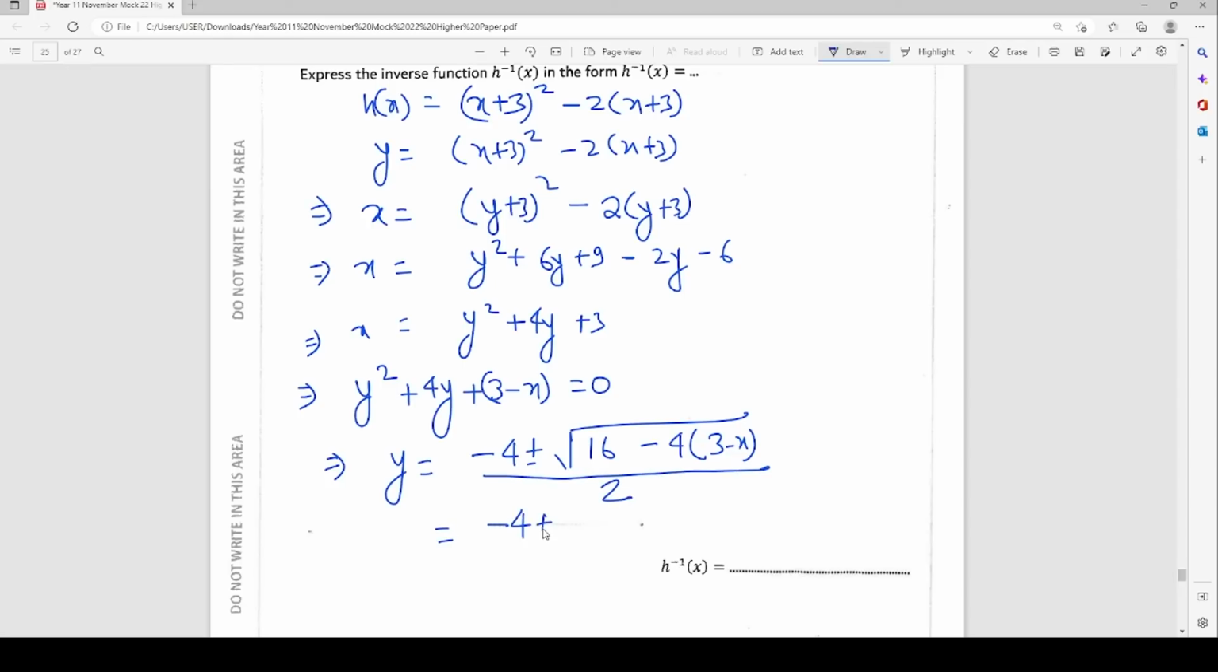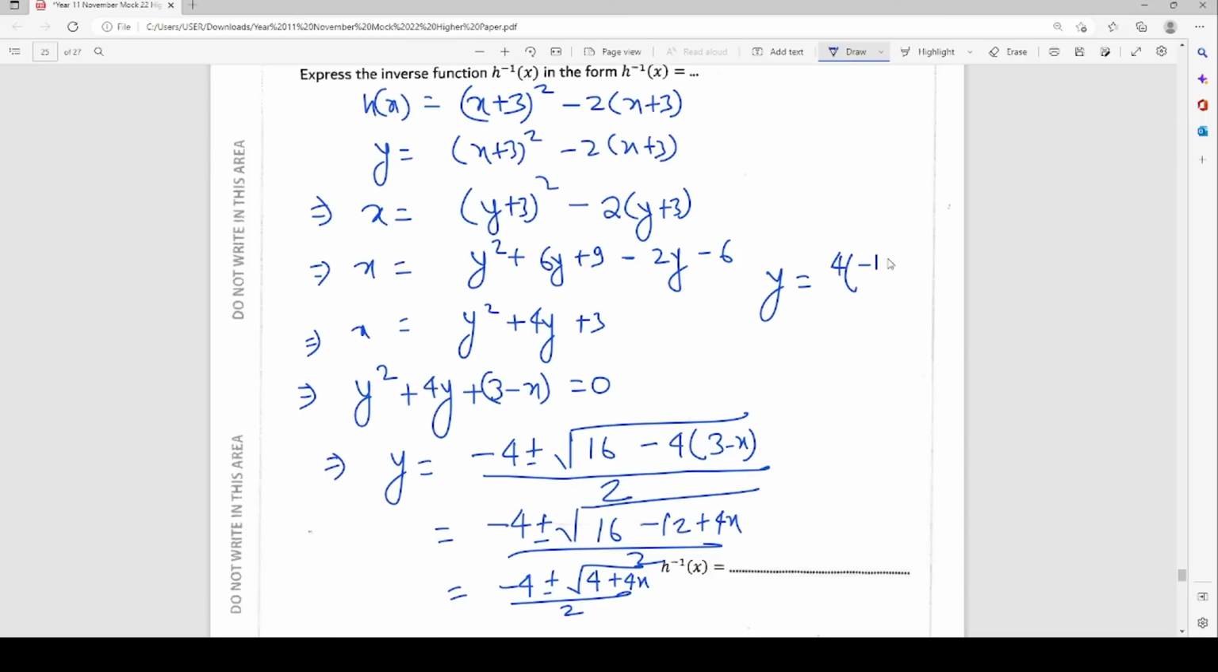This will give me minus 4 plus minus root under 16 minus 12 plus 4x over 2, which is negative 4 plus minus root under 4 plus 4x over 2. I can actually take 4 common. If I take 4 outside, I will have negative 1 plus minus... I can't take 4 out. Let me first simplify it properly. So I will have negative 4 plus minus 2 root under 1 plus x. I have taken 4 outside, and if you take the square root of 4, you will get 2 outside, divided by 2. And let's divide everything by 2, so I will have negative 2 plus minus root under 1 plus x.